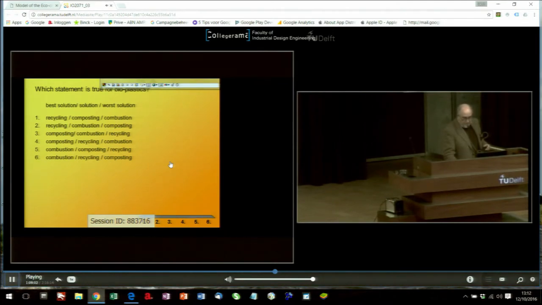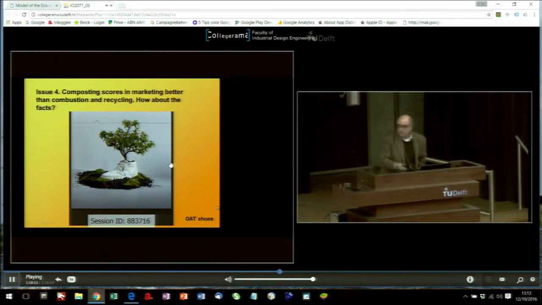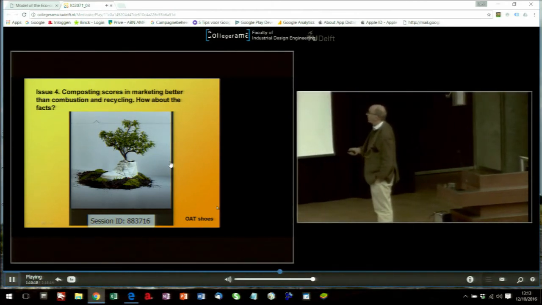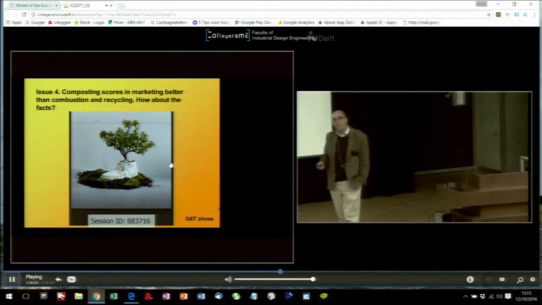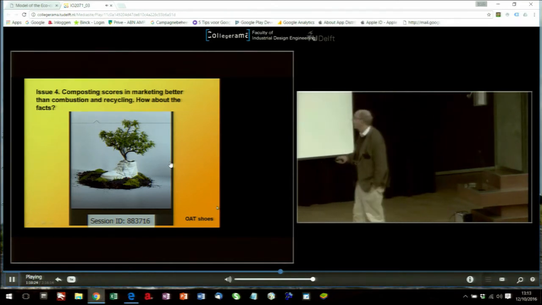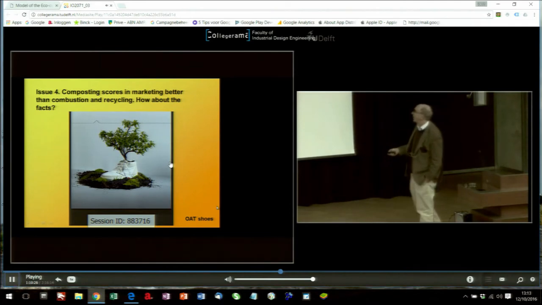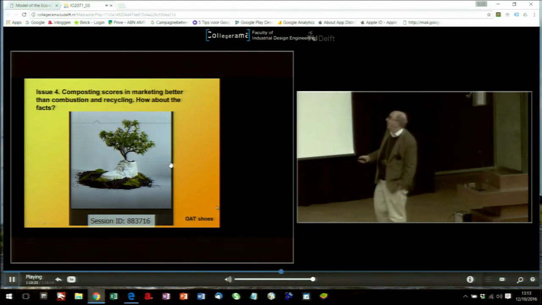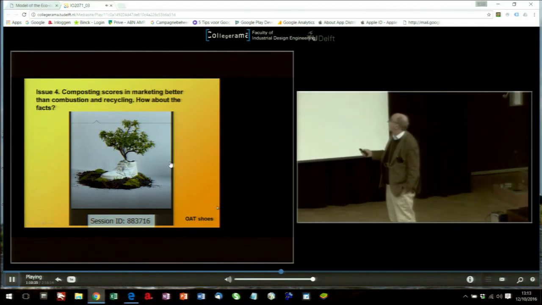Yes, most of you like the idea of composting. That is why I have my next slide. It's about Oat Shoes, the first biodegradable shoes, a startup of one of our students at the Delft University of Technology. Shoes that bloom, since he added a few seeds to the shoe. Brilliant marketing, I should say. Composting scores better than recycling and combustion in marketing. It appeals to the cradle-to-cradle philosophy, where waste is food.